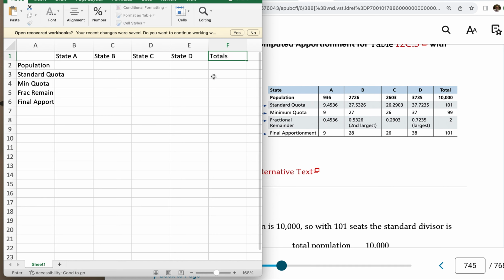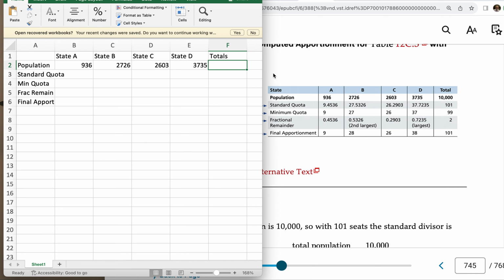Now, in their example, they said there were 936 people in state A. That could be 936,000 people in state A or whatever. But we'll just go with 936. And then it had 2726 and 2603, and this one was 3735.